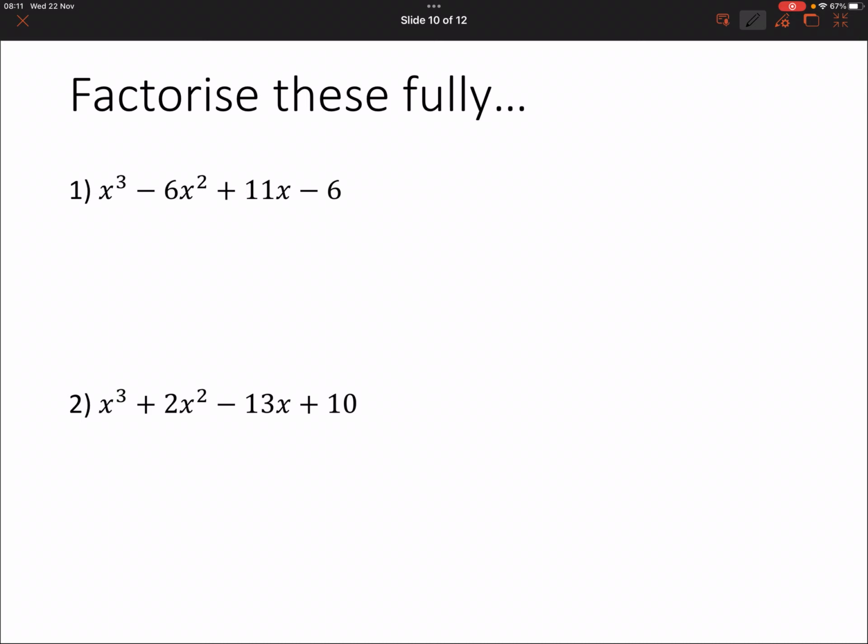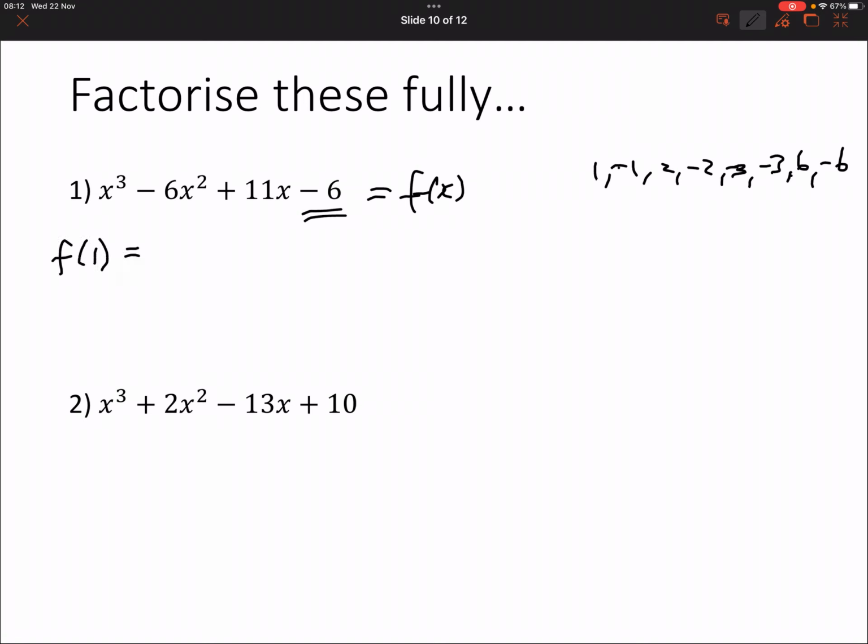Okay, so let's call this f of x for speed. Here's minus 6, so it's the same factors: 1, minus 1, 2, minus 2, 3, minus 3, 6, and minus 6. Those are the things I need to try. So let's just work through them systematically.